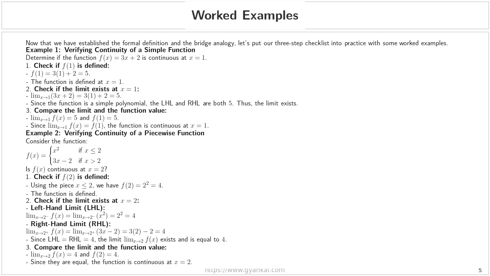For the final step, we compare the limit and the function value. The limit as x approaches 2 is 4, and the function value at 2 is also 4. Because they match perfectly, the function is continuous at x equals 2.